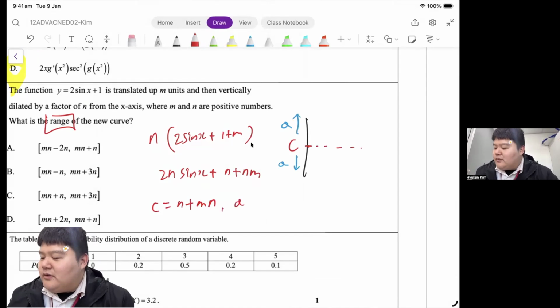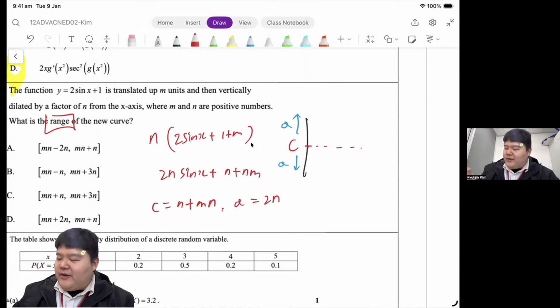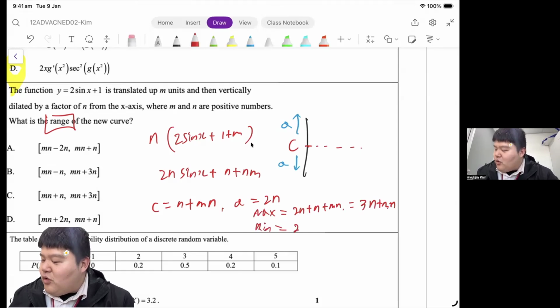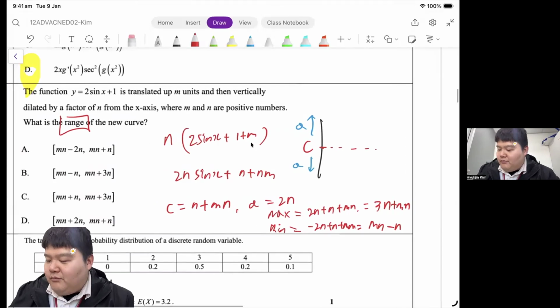And amplitude is 2n. That means the highest value I can go, the max value, is 2n plus n plus mn, which is just 3n plus mn. And min would be minus 2n plus n plus mn, which equals mn minus n. B.